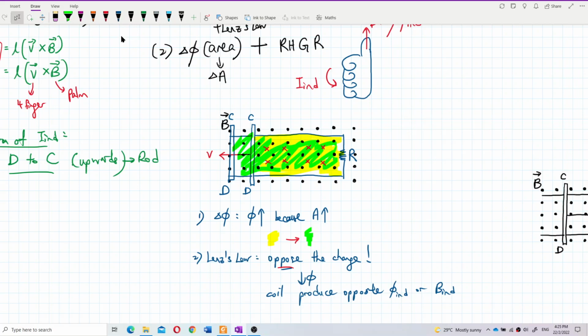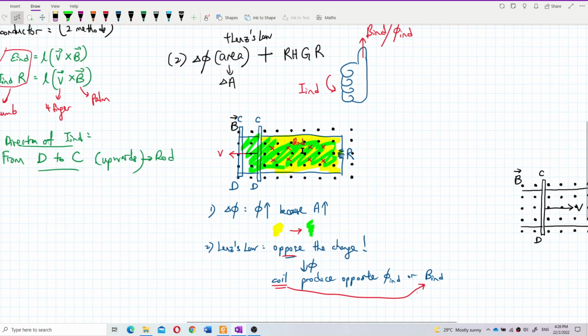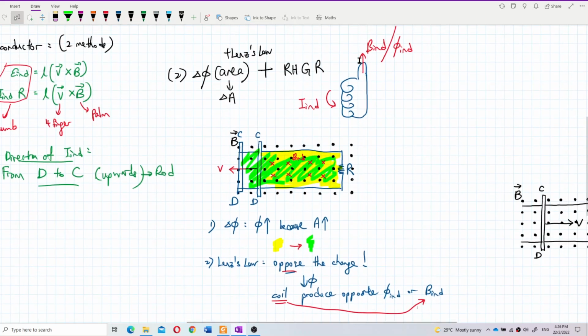So this is the induced magnetic field, by who? This is produced by the coil. This induced magnetic field actually comes from the coil. Understand? So it has an induced magnetic field into the paper. Now I already have the direction of the induced magnetic field, so I'm going to use the right hand grip rule to find the induced current in this coil.